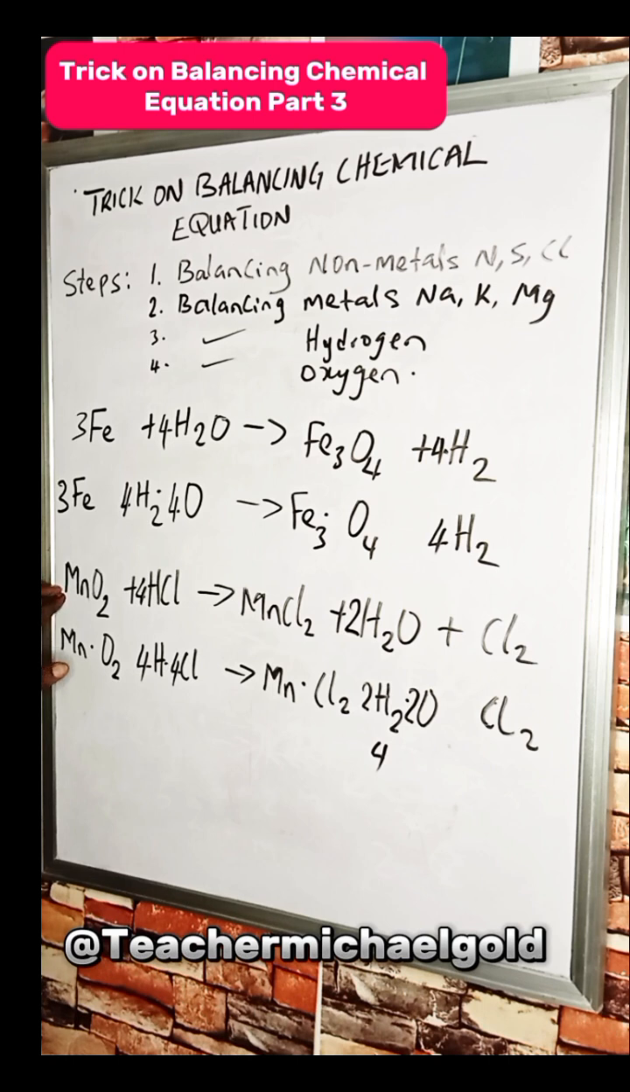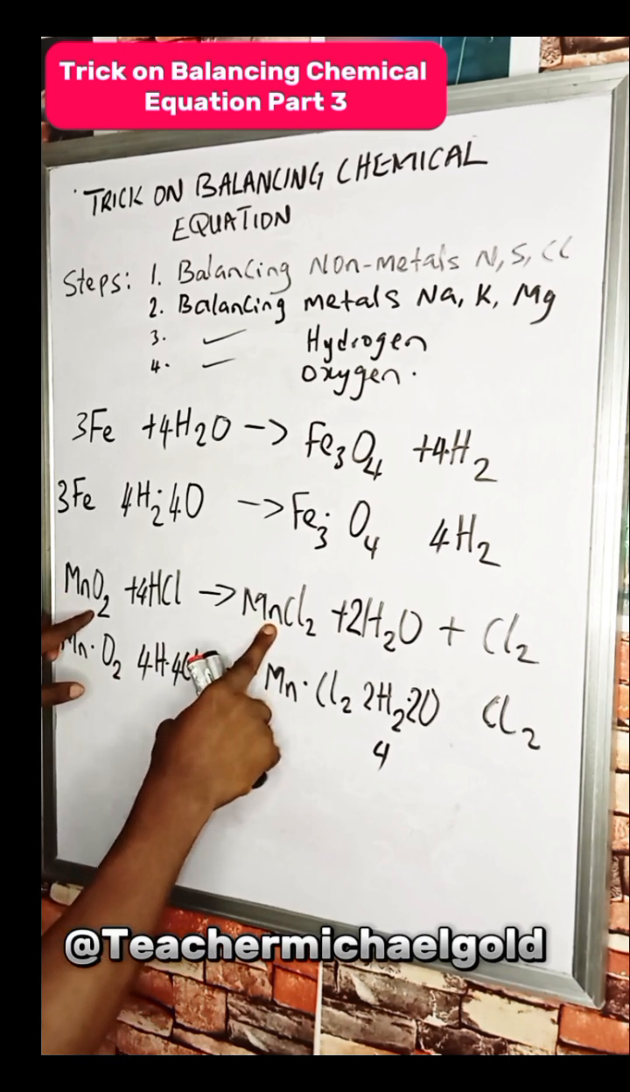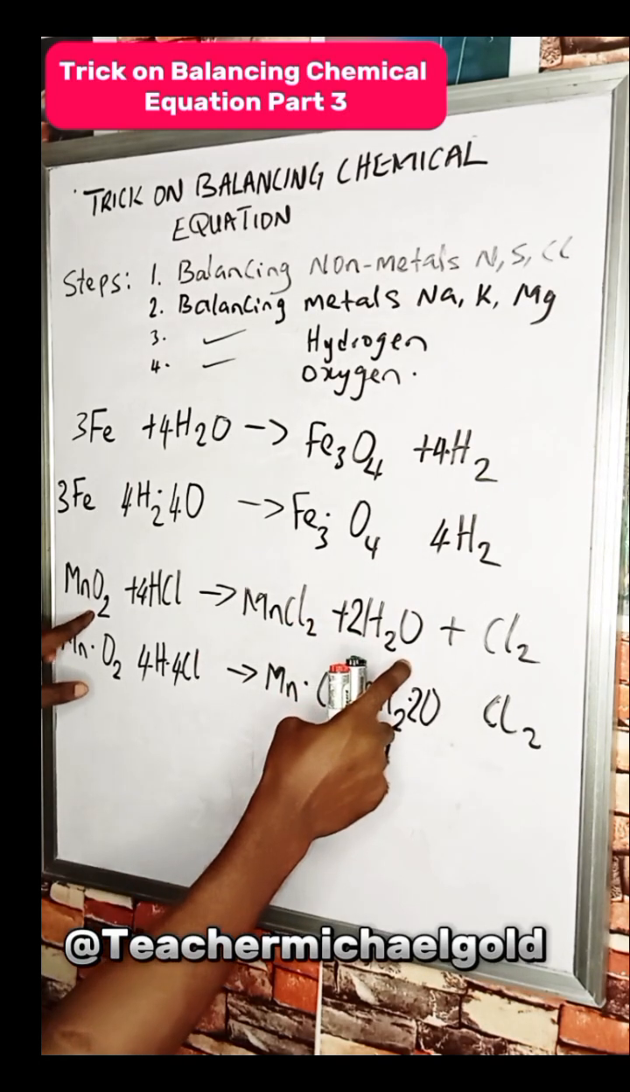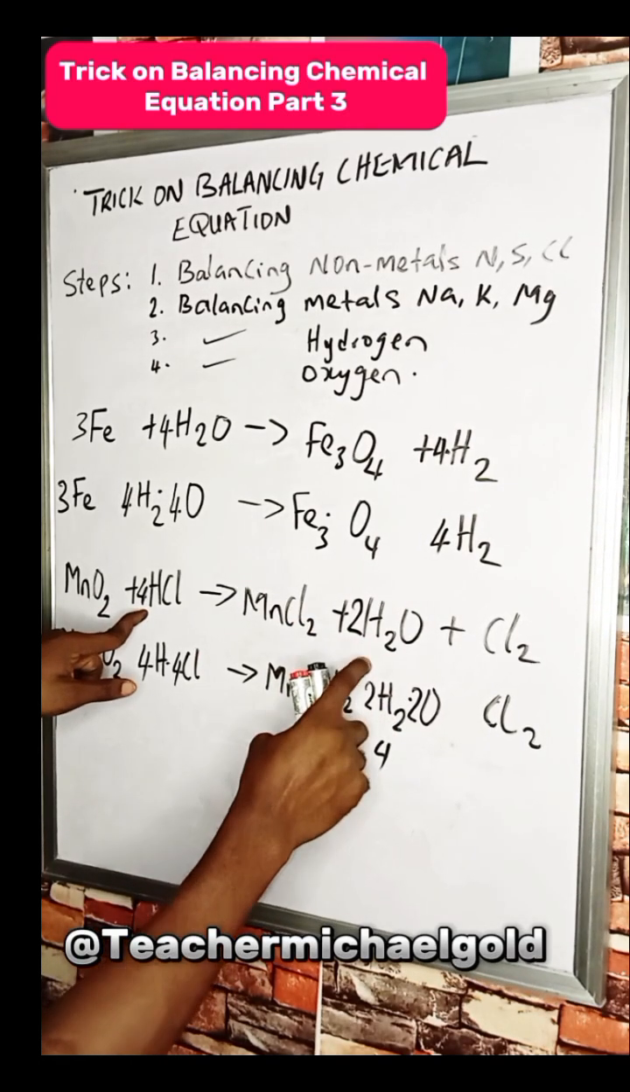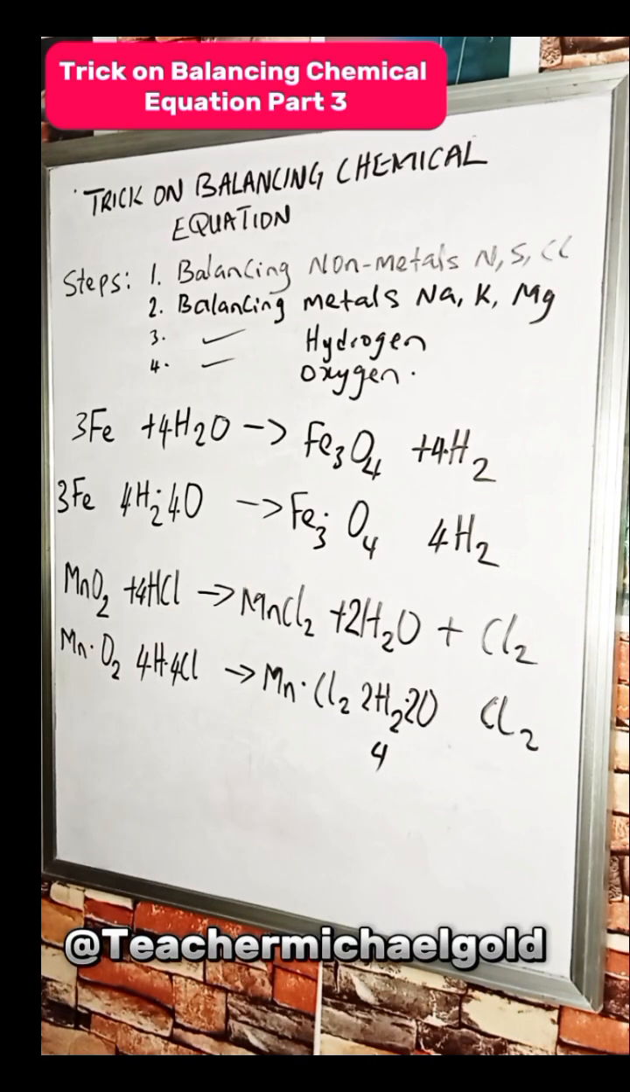Manganese here is 1. Manganese here is 1. Oxygen here is 2. Oxygen here is 2. Iron here is 4. Chlorine here is 4. So the equation is automatically balanced. Let's look at the next one.